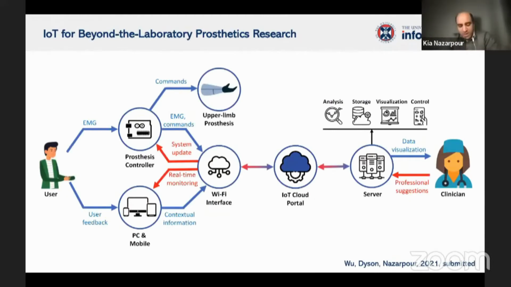So we came up with the idea of running this experiment not in the laboratory but in the home environment. We have a prosthesis user who wears a device and controls it with muscle data, and the muscle data goes through a Wi-Fi cloud system to an IoT portal, and then to a server where machine learning and all aspects of the control, reporting, visualizations, app, and everything happens.